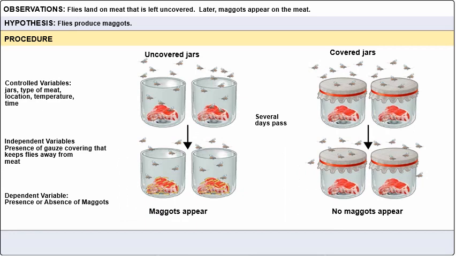So it was just all about stopping the flies from getting to the meat. The independent variable is the presence of the cover. The dependent variable would be the number of flies produced. And then he set these outside. He waited a few days. He noticed that flies landed on the meat that was uncovered. Flies tried to get to the meat that was covered, but they couldn't get to it.